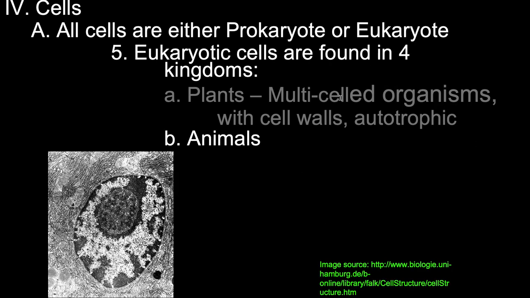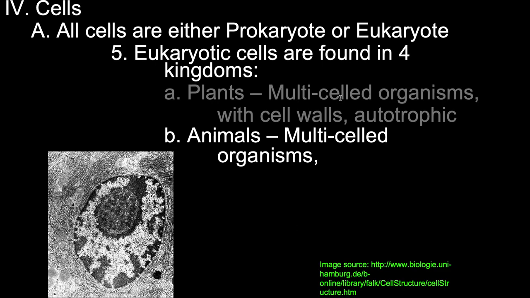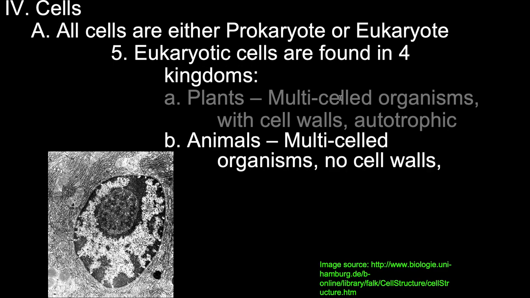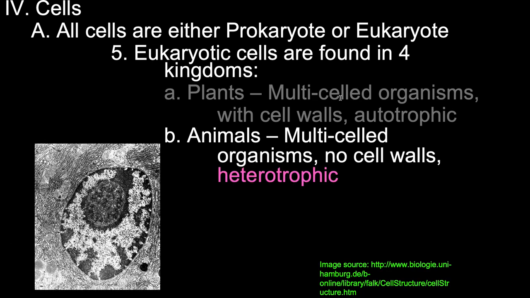We compare that to animals. Animals are also multicellular organisms, right? We're multicelled. And we do not have cell walls. Animals do not have cell walls, which is why if you poke one of us, we squish a little bit, right? We're not as rigidly structured because we don't have that cell wall. And we are heterotrophic. Animals are heterotrophic, which means we need to eat other organisms in order to get our food.